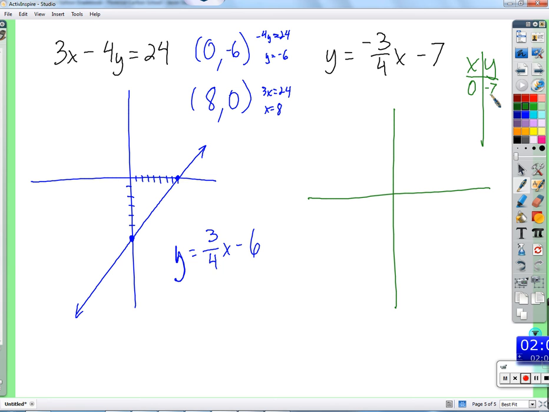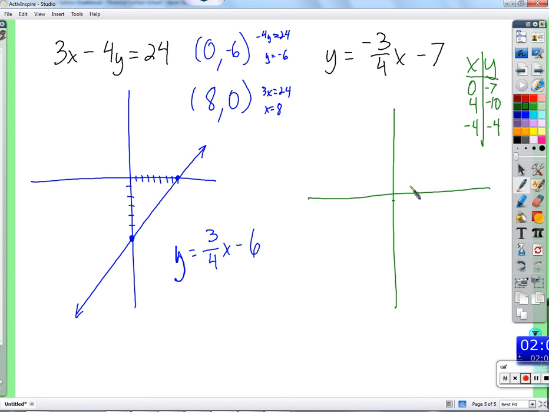What would be the next easiest thing to plug in for x? 4. Right? Move over 4. That's our run. The next thing we're going to see is our rise, because we're going to multiply by 4. That's going to cancel this out. We're just left with negative 3. Negative 7 minus 3. Move to the right 4, move down 3. Move to the left 4, or we're just going to go the opposite. We're going to go up 3, so we'll be at negative 4, 4.